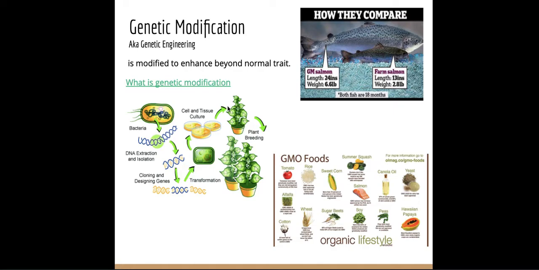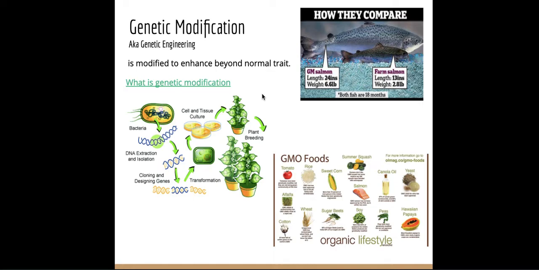In order to do the activity, you need to understand the difference between genetic therapy, gene modification, and selective breeding. So let's start with gene modification. That's where we actually modify the DNA. It's also called genetic engineering. We're trying to enhance what the normal trait you see in the species is to something bigger, better, stronger.